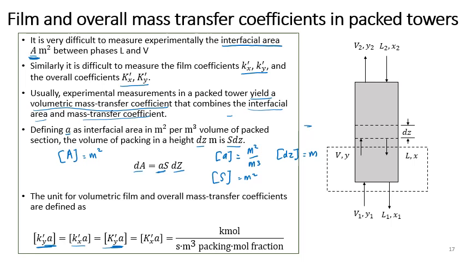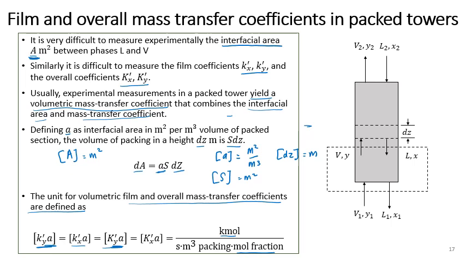So the units for volumetric film and overall mass transfer coefficient are defined as Kxa, Kya, and so on, in kilomole per second per meter cube of packing times mole fraction. So you have to be careful here in terms of kilomole, mole fraction. If in terms of kilogram, then mass fraction. You have to be consistent with the unit that you use.